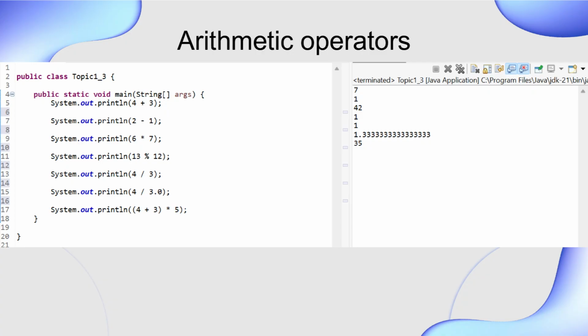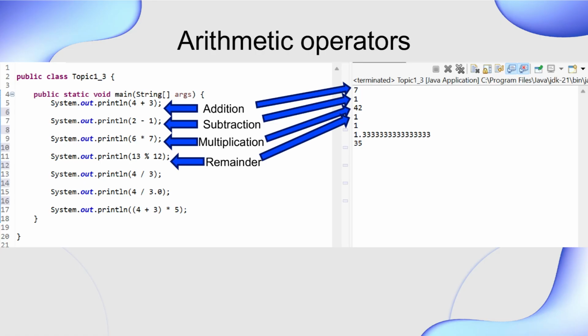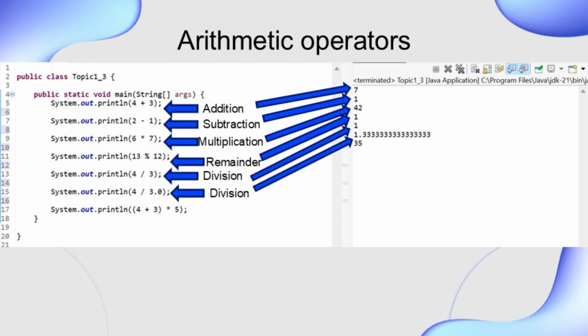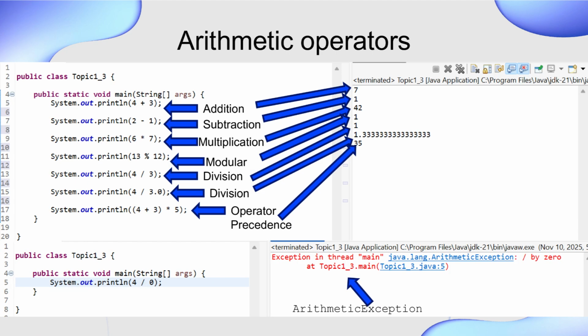Now let's look at some examples of arithmetic operators. First, the addition of 4 plus 3 produces 7. Next, the subtraction of 2 minus 1 produces 1. The multiplication of 6 times 7 produces 42. 13 modulus 12 produces 1. 4 divided by 3 is 1. Since there are two integers, the result is an integer value with only the integer places counted. The decimal places are truncated. We can see that 4 divided by 3.0 is 1.333333333. Also, we can see an example of operator precedence. In the next screenshot, we can see that we get an arithmetic exception error when dividing 4 by 0.